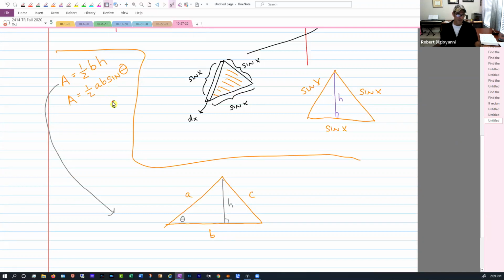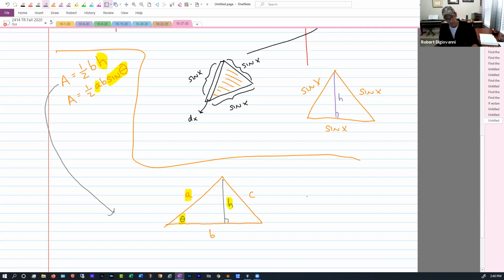Now, what's really cool is to realize where this second formula comes from. Do you see that the only thing they have that is different is that the second formula has A sine theta instead of H? They both have a 1/2, they both have a B, but this is A sine theta, that's H, right? So where does that come from? Well, it comes from right here, look.